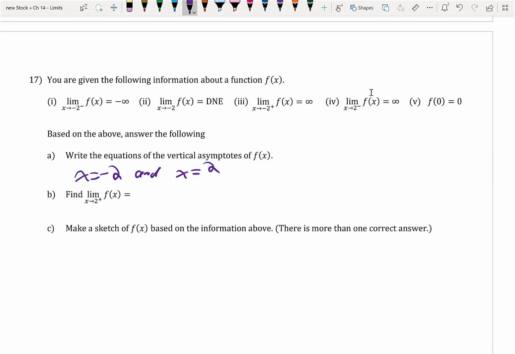What do we know? Two from the left is infinity. So what about 2 from the right? Well, we could say it could be infinity, could be negative infinity, or could be does not exist. You guys get to pick which of those it is.